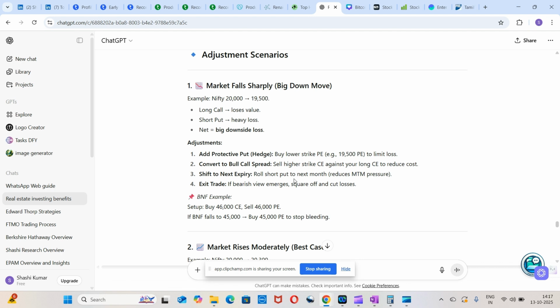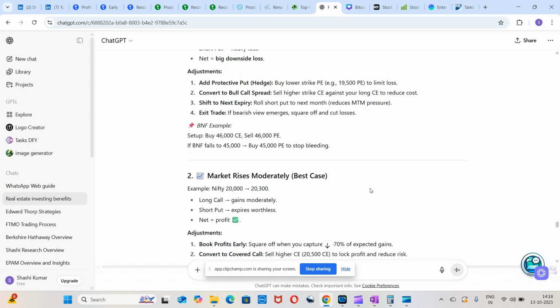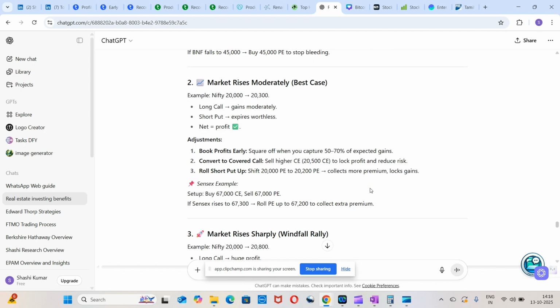Or if you feel the market has become bearish and your bullish view was wrong, square off the trade and cut the losses. The other adjustment you could do is shift it to the next expiry. You could roll the short put to the next month, which will reduce the mark to market pressure.